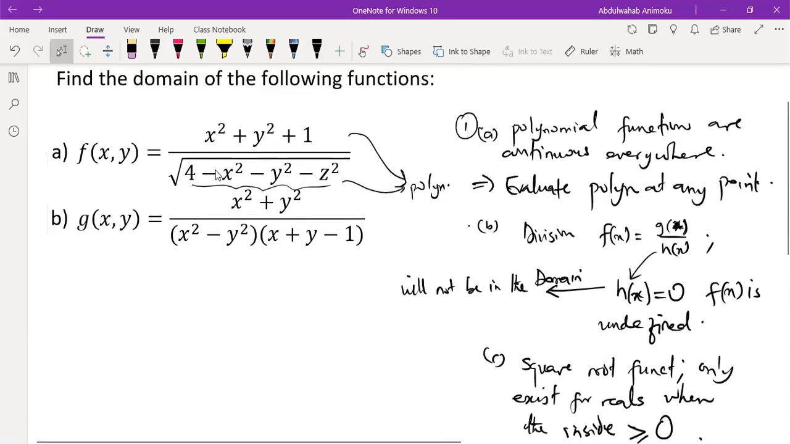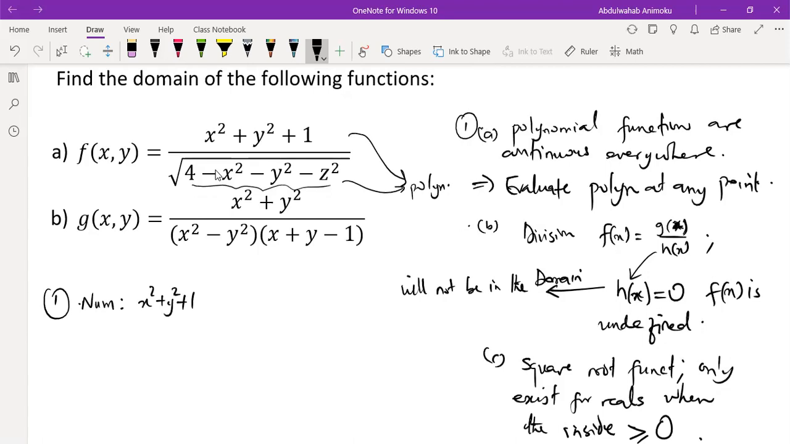So on the first one, the first thing that we note is we have the numerator, so we check the numerator first. The numerator is this, and it's a polynomial, right? This is a polynomial. Now, because it's a polynomial, we have no problem with this function, right? It exists everywhere. Any XY combination would work for this function.